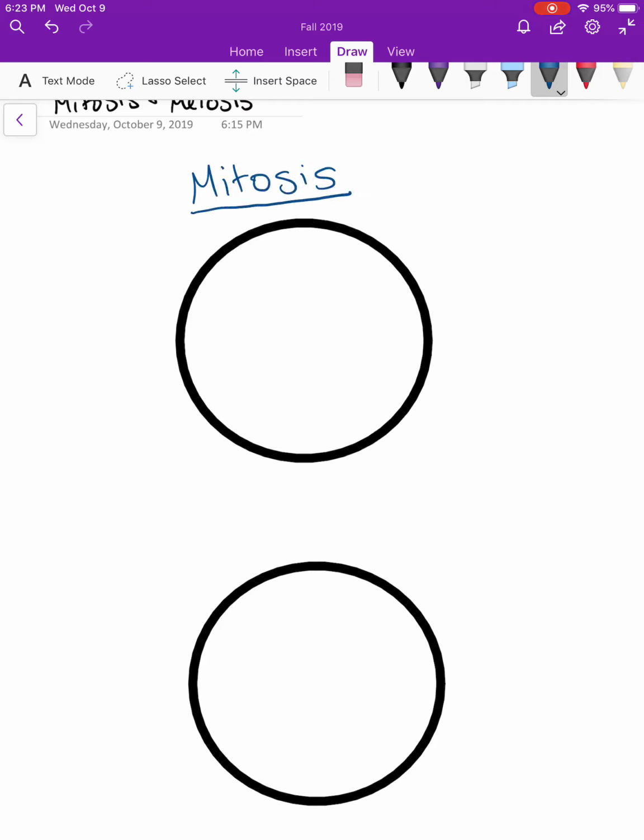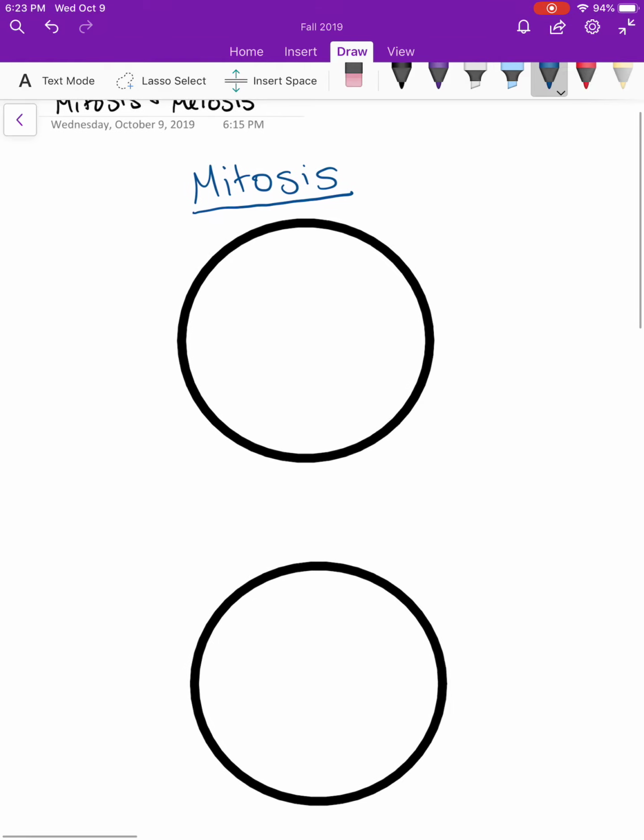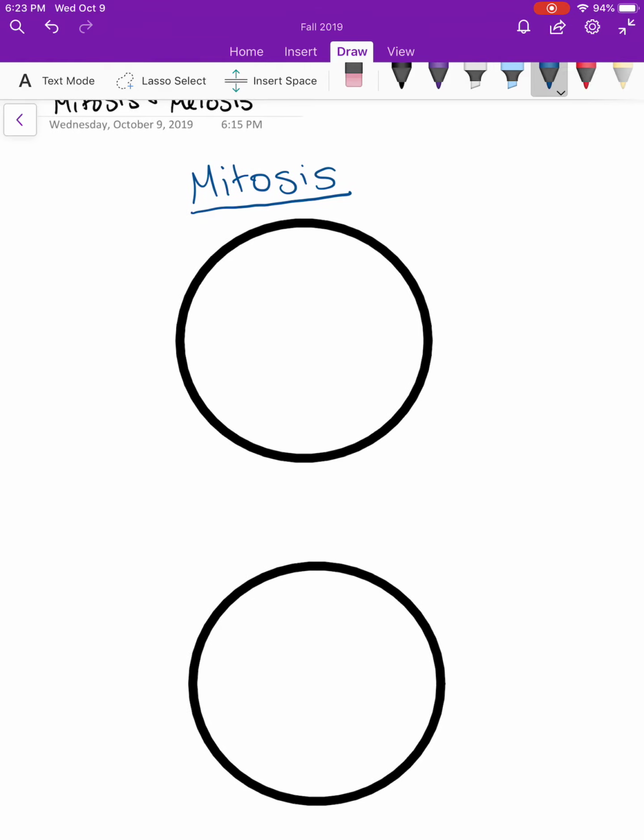Okay? And let's think about what we know about mitosis right now. So we know a couple of different vocabulary words that have been tossed out and explained that are associated with mitosis. One of those is going to be diploid. So what does diploid mean? Diploid means that for every type of chromosome they have two of them.